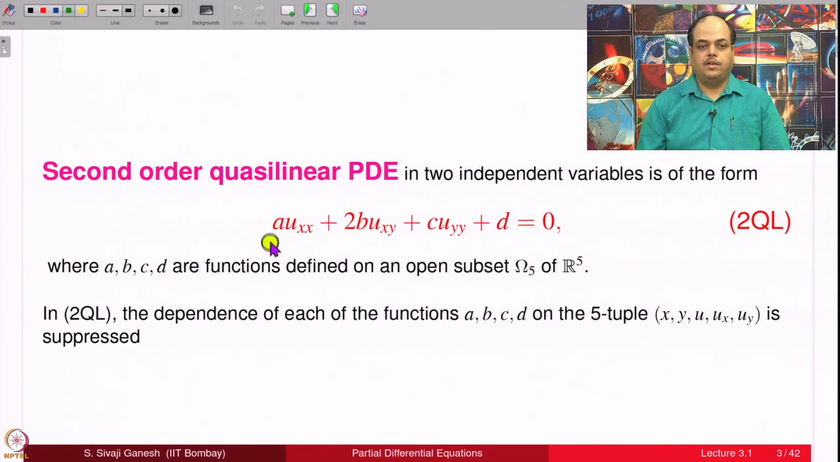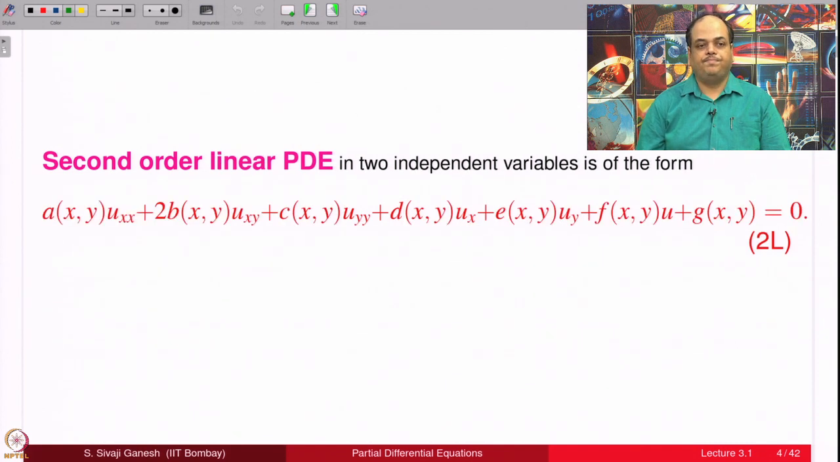We suppress the dependence of a, b, c, d on x, y, u, u x, u y. Otherwise, the equation will be very long. When it is understood, there is no need to repeat it. So, that is why the dependence is suppressed here. So, a stands for a of x, y, u, u x, u y, etcetera.